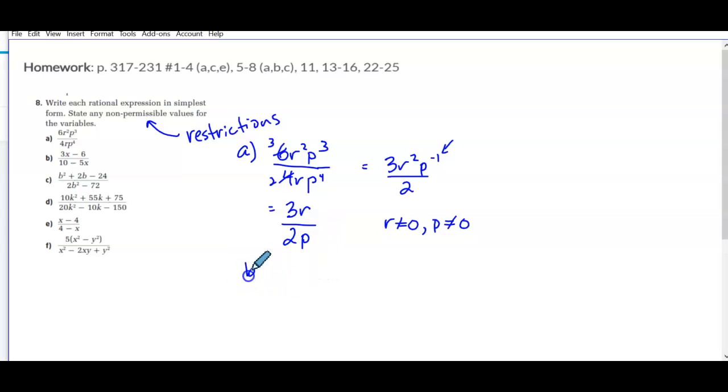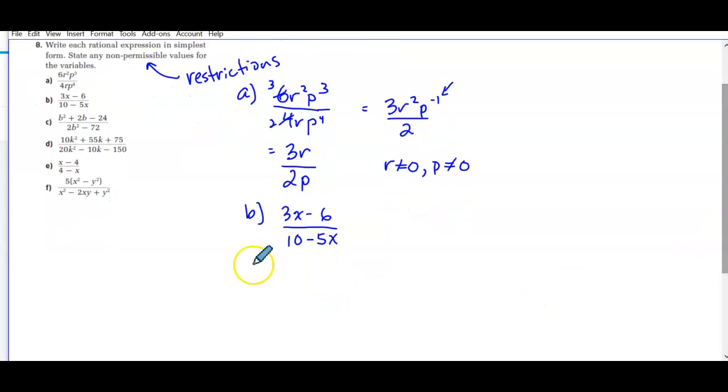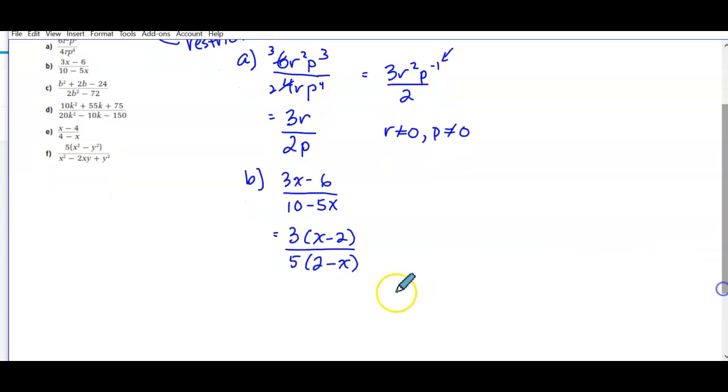Okay, so then b, we actually have to do some factoring. Okay, pretty straightforward factoring. So in the numerator, 3 is common, multiplied by x minus 2. In the denominator, 5 is common. And notice here that these aren't the same right now. So you might think, oh, there's x's and 2's and a minus. I can divide them out. Not quite.